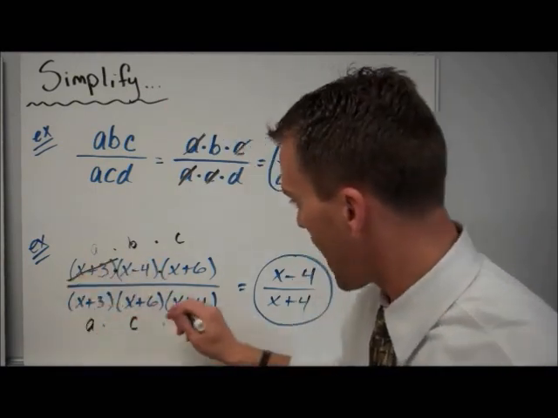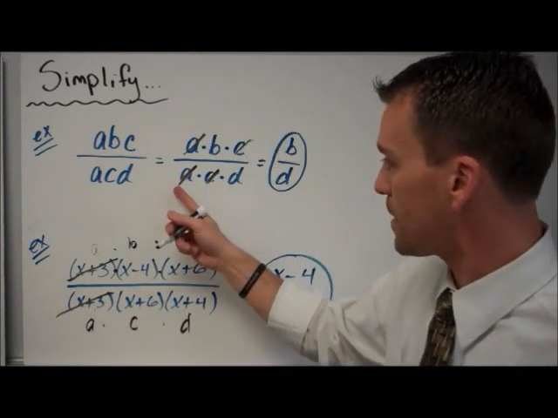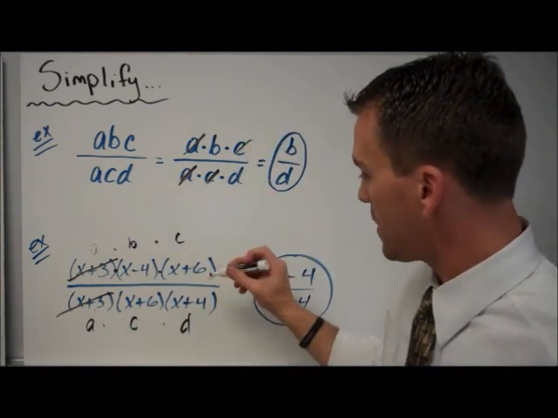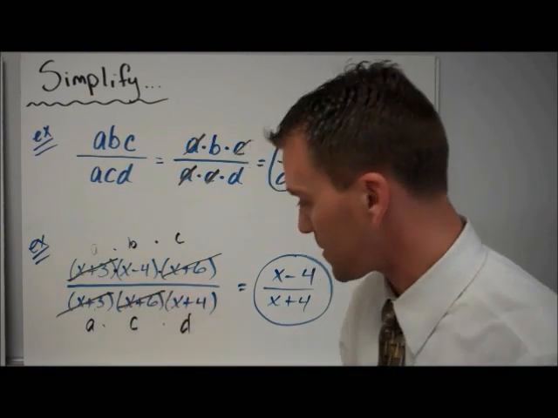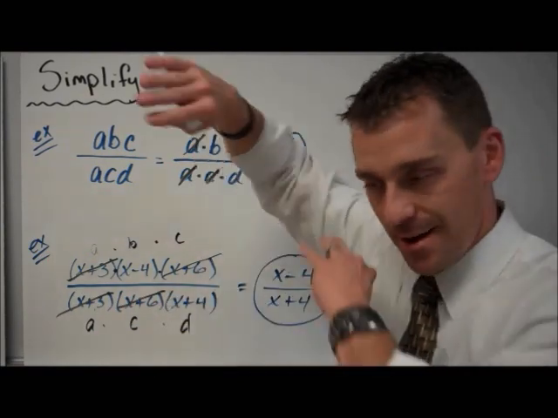X plus 3, X plus 3, just like I did A and A. C and C, I can take the X plus 6 and the X plus 6, which are the same, and cross them off. I match them up and cross them off.